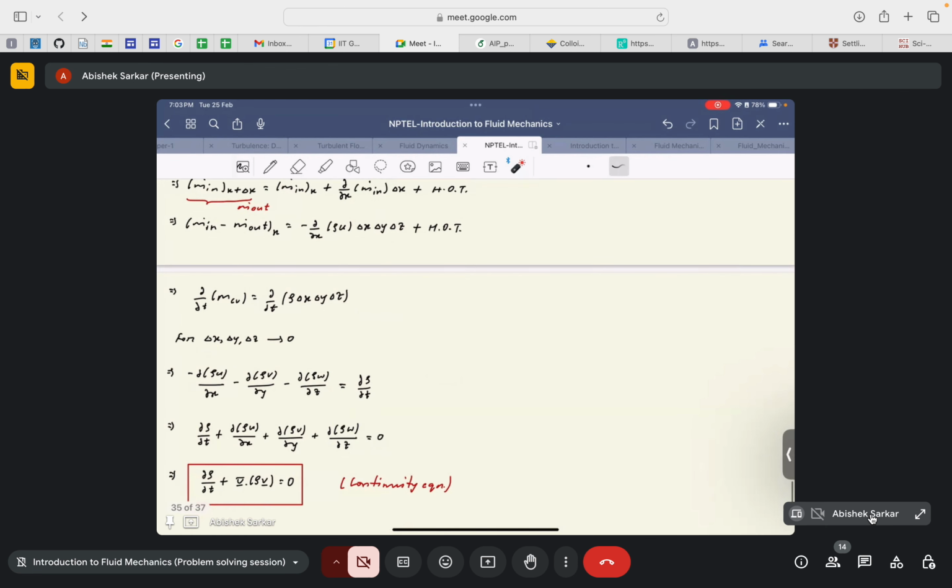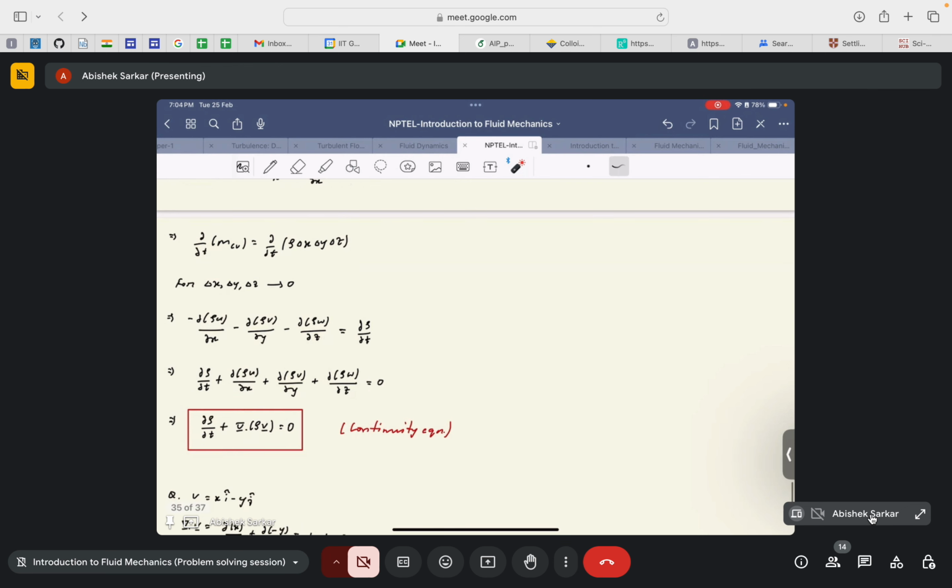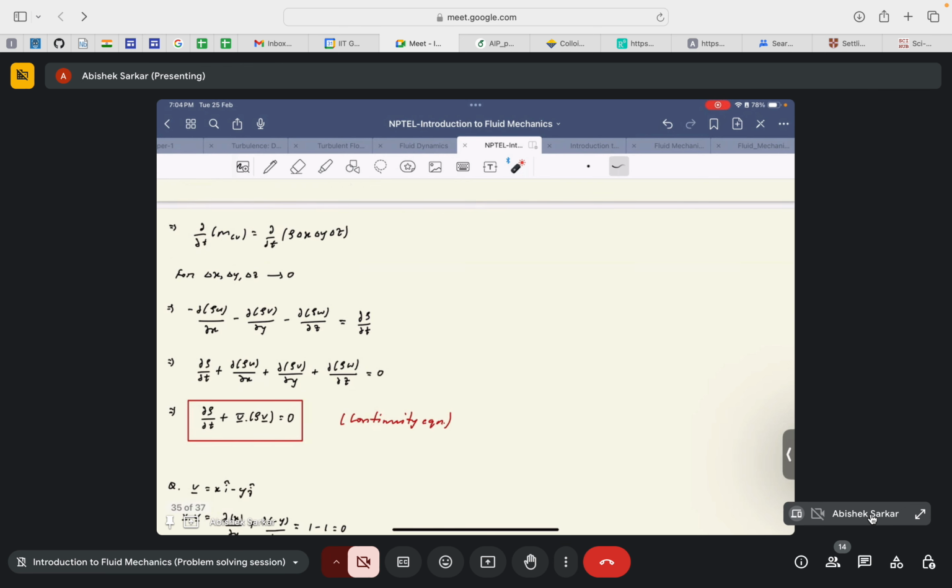Similarly, you can derive it for the other directions. The net change of mass in the control volume would be dou by dou t of rho times the volume, that is, mass is rho times the volume, so it will be rho into delta x delta y delta z. Now for the approximation with delta x, delta y, delta z tending to 0, we are considering a very small control volume. We will be left with minus dou rho u by dou x minus dou rho v by dou y minus dou rho w by dou z equal to dou rho by dou t.